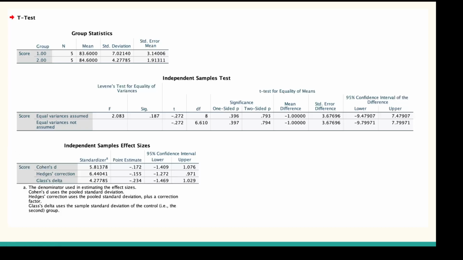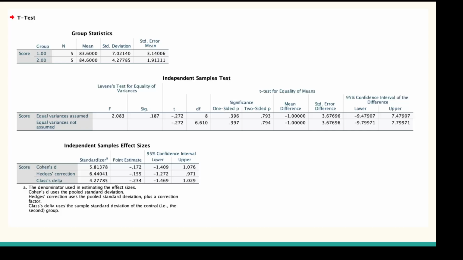Now to summarize the interpretation of all these separate sections. For the group statistics, both groups have similar means, 83.6 for group 1 and 84.6 for group 2, and relatively small standard deviations. So that's what we concluded from group statistics. Levene's test indicated that the assumption of equal variances between the groups is reasonable, since the p is equal to 0.187.